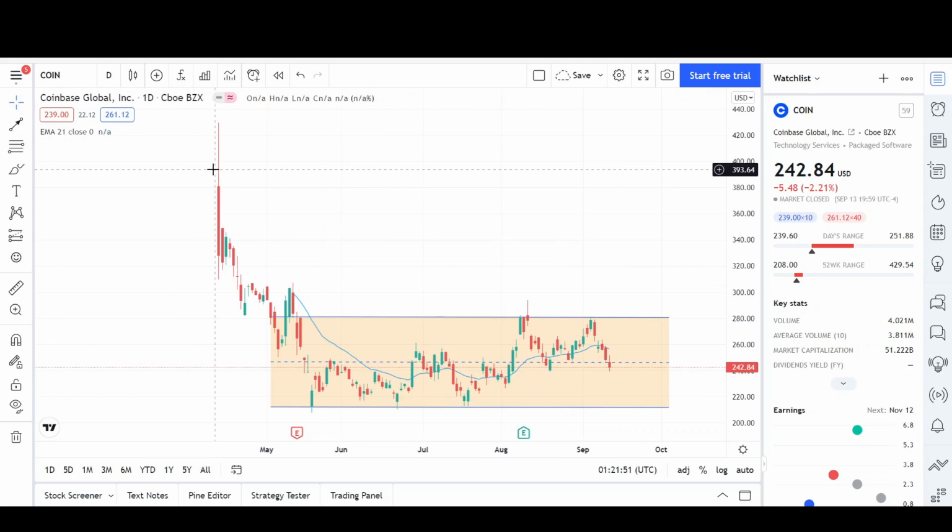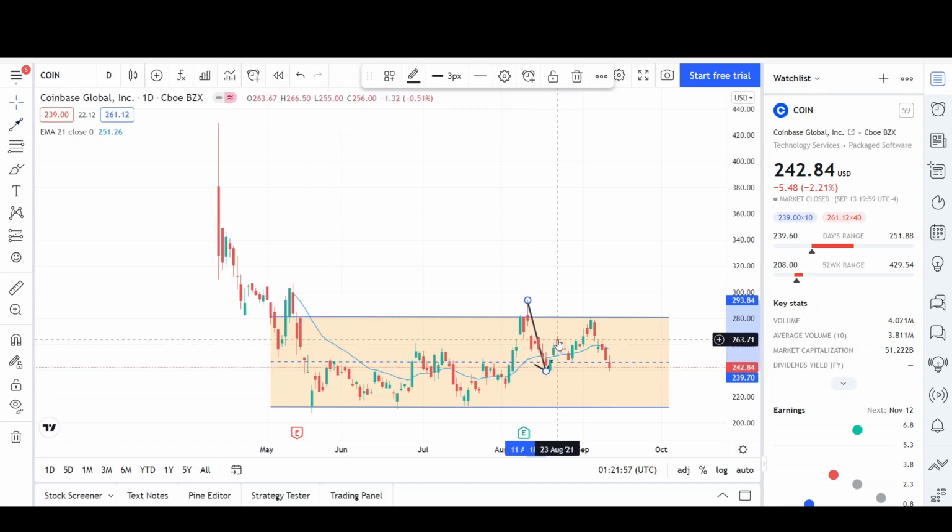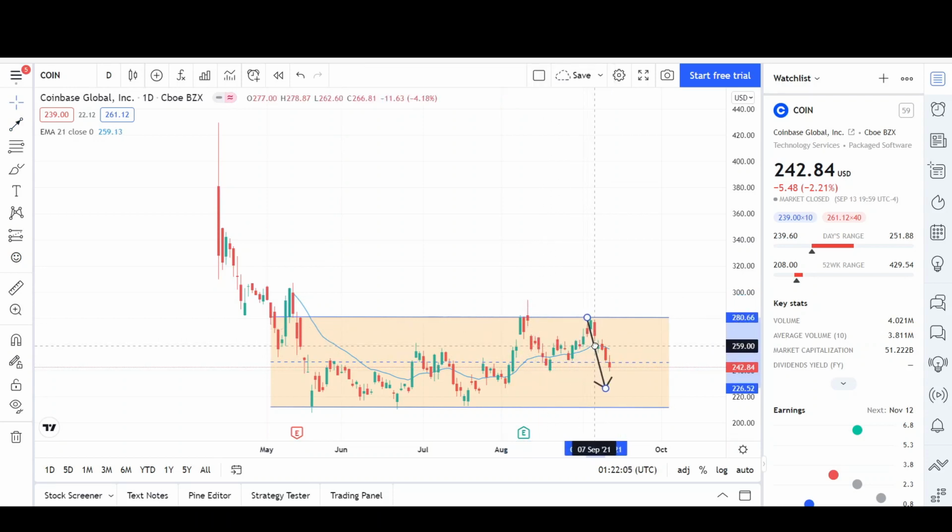So another target that I see Coinbase could reach first is this measured move right here. So this was the first leg down, and then there was a two-legged correction. As you can see here, prices went up and then went down and then up again. So that's a correction, and then it got rejected at the highs of the range, and then we sold off.